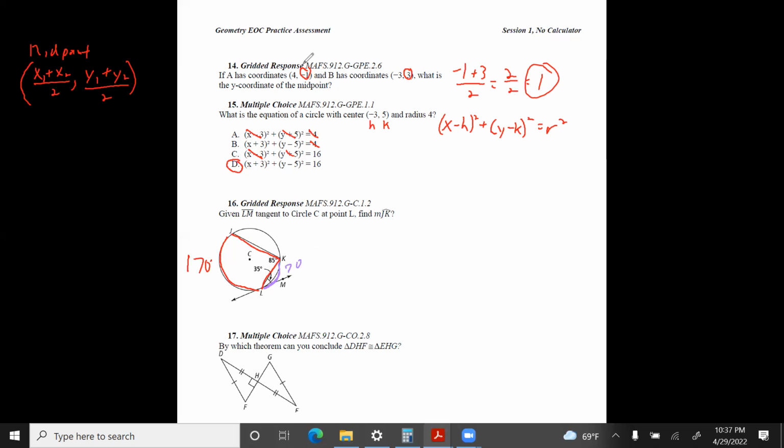In order to find our final value, we're taking the 70 and the 170, adding it up and subtracting it from 360. So 360 minus 240 leaves us with 120. That's that missing arc.